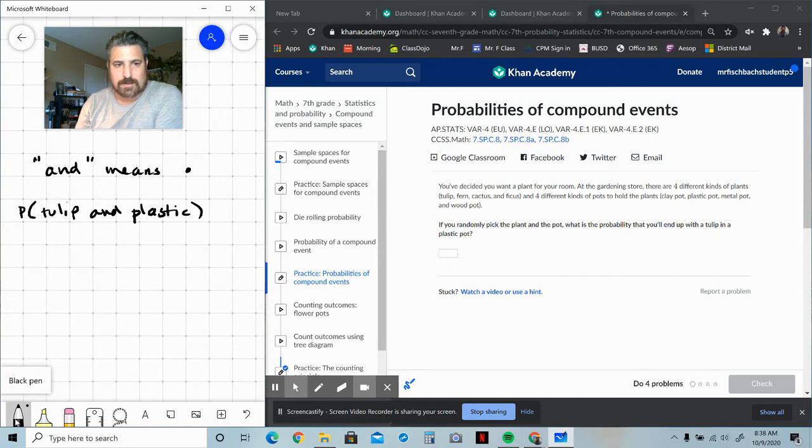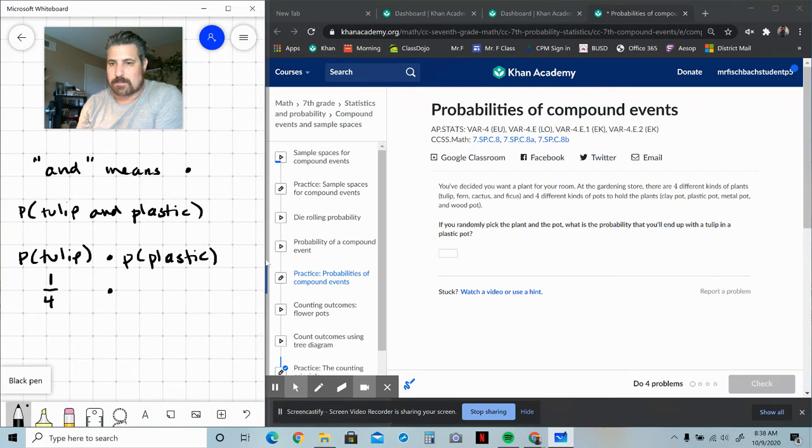So this idea of and means that I'm really going to do the probability of getting the tulip, and I'm going to multiply that by the probability of getting the plastic container. So it's probability of tulip times the probability of plastic. In terms of the plants, there's 4 different kinds of plants: tulip, fern, cactus, and ficus. So what's the chance of getting the tulip? It would be 1 out of the 4.